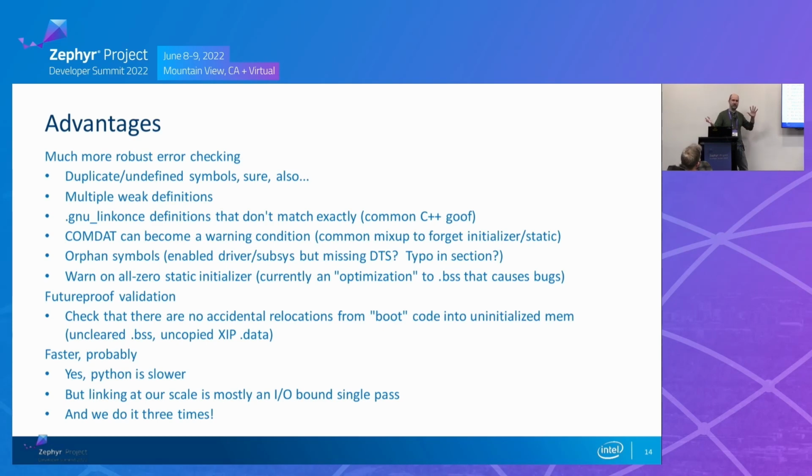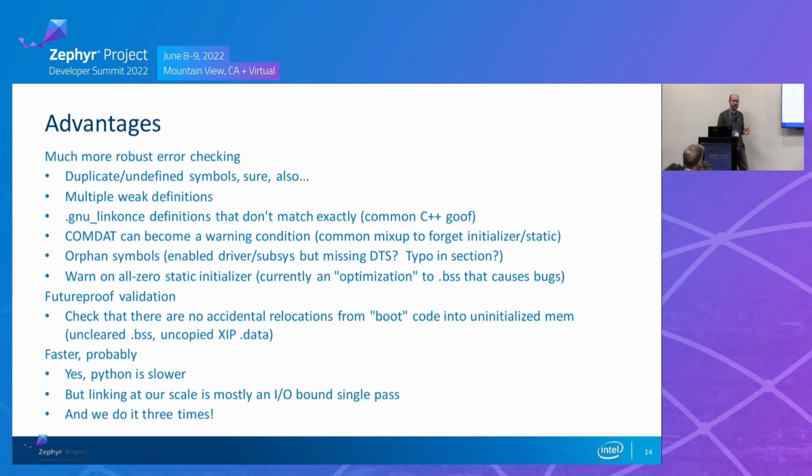So obviously, advantages. Error checking is the big one, right? The list of these voodoo mistakes that you can make with a linker script can be squished way, way down. Sure, you can look for undefined and duplicate symbols, that existing linkers do that, but also, what if you've got a bunch of weak definitions? What if you've got GNU linkonce definitions that don't match, right? That's a classic C++ bug: you've got a stale build, and here's a .o file with a template instantiation of this thing, and here's a .o file with a template instantiation of a modified version of a struct, and they don't match. COMDAT, I mentioned this earlier, would be kind of nice if that was a warning condition. Almost never is that what people actually want.